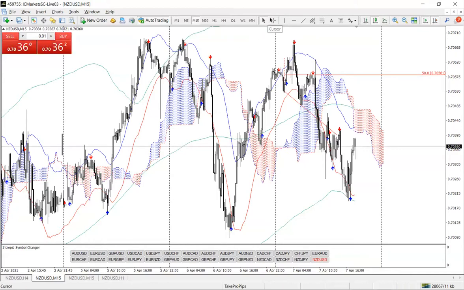Yes, okay, very good. So this was the main reasoning for this trade. Any other questions you have?